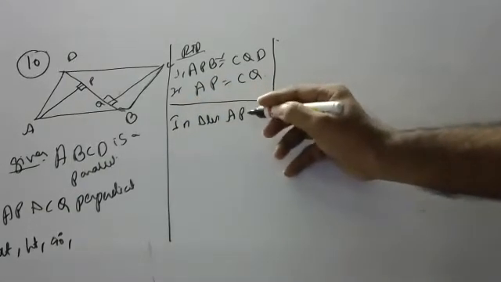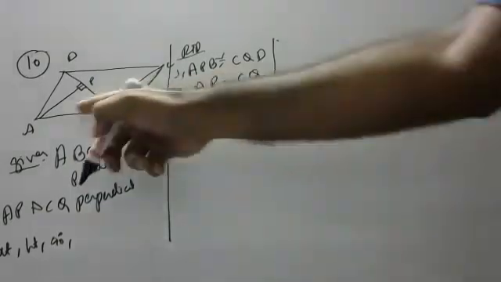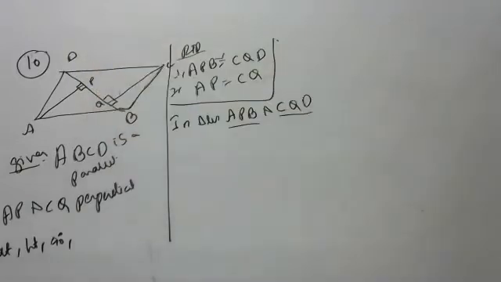Sir, I will say. Who will say? Neeraj. Yeah, very good, Neeraj. So this triangle and this triangle you have to prove congruent. Yes, Neeraj. Tell. First one. Angle APB is equal to angle CQD.